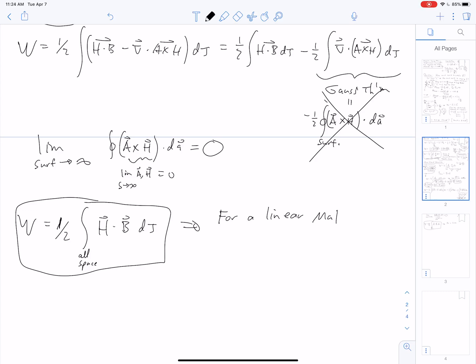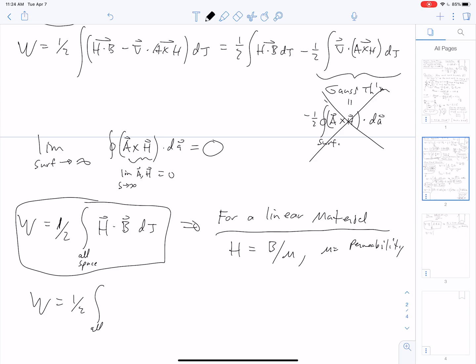And most materials are linear, so it's an important case. For a linear material, we have H is equal to B over mu, where mu is the permeability. And so that then tells us that the work is equal to the integral over all space of 1 over 2 mu, because I put 1 over mu there, times the integral of B squared d tau.